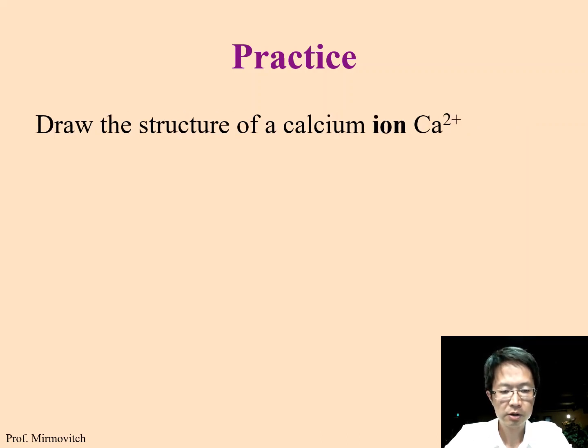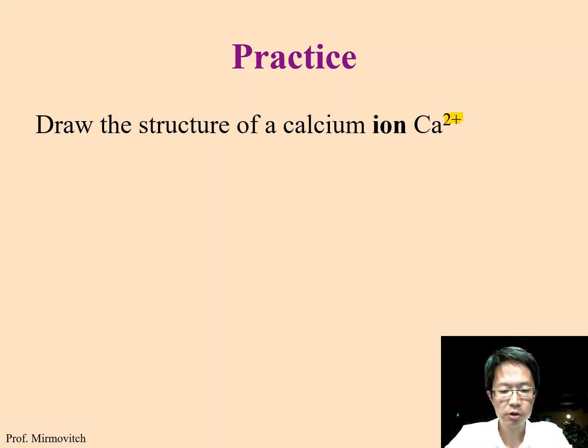Now let's draw the structure of calcium ion 2+. What does 2+ mean? It means that the calcium atom loses 2 electrons. The 2 electrons the calcium loses are at the outermost shell, that means the 4th electron shell. So this is the tip: calcium loses the 2 electrons on the 4th electron shell.